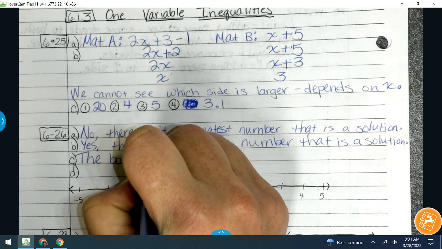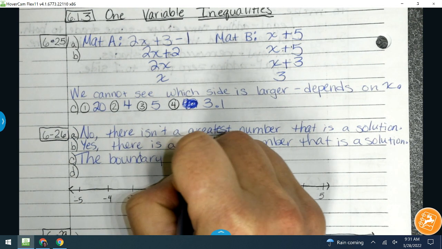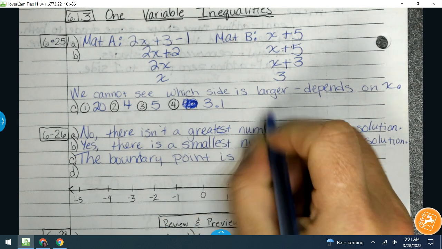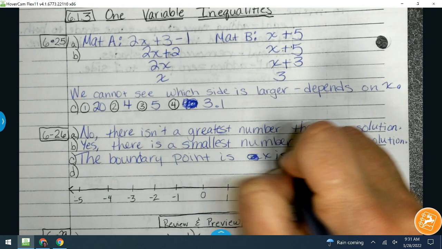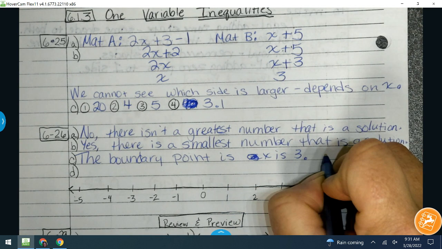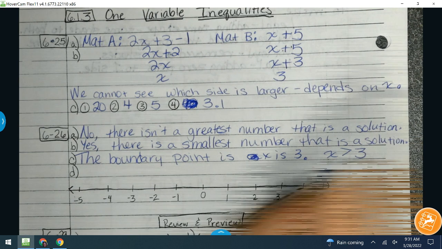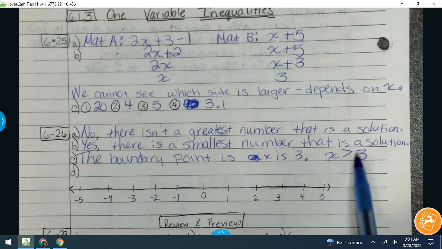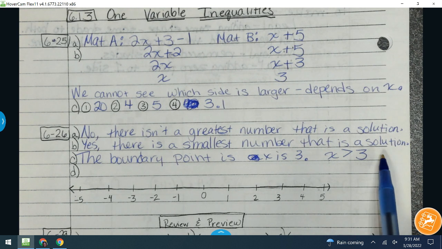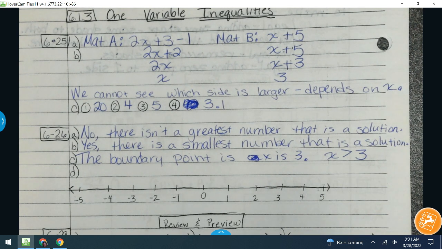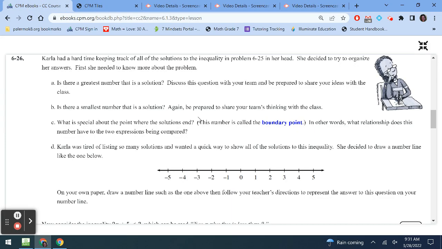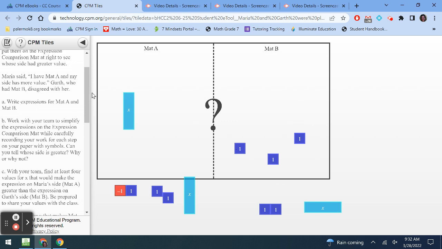So the boundary point is when x is 3, because we really need x to be greater than 3 for it to continue to work. And that includes 3.00000001, that still makes it so that x is larger. And again, what they're asking for is, what is the relationship between the two expressions being expressed? So that's what we see up here. That's what they're talking about. X is on this side, 3 is on that side, and so that marks my boundary point.